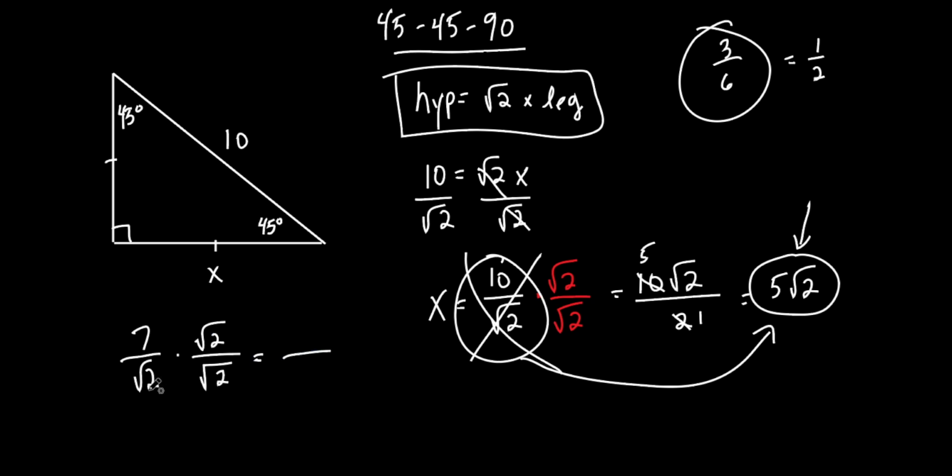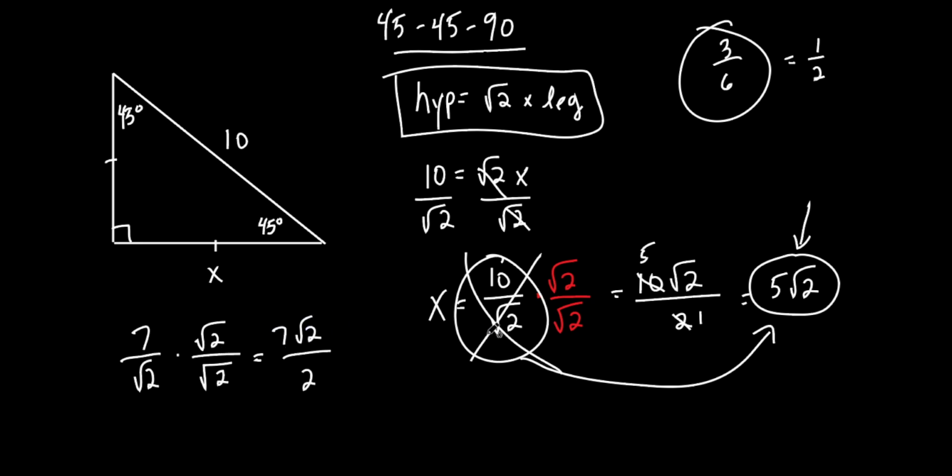What do I get on the bottom? What's the square root of 2 times square root of 2? Well, it is square root of 4. He's right. It is the square root of 4. He's not wrong, but you have to go one more step. What's the square root of 4? 2. So that's what you should write down. What's the top going to be? 7 square root of 2.